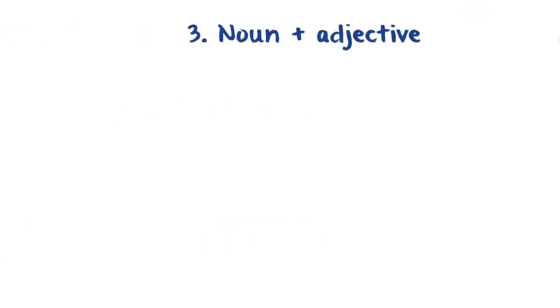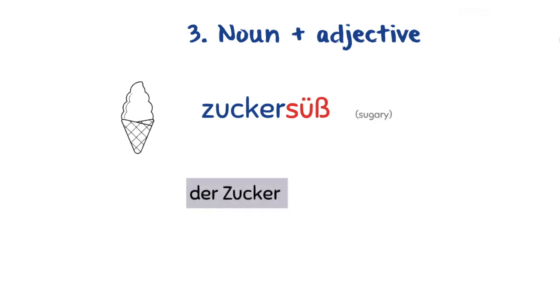Case number 3, noun plus adjective. Here we have the word zuckersüß, which is sugary. Der Zucker, the sugar, plus süß, which can be translated as sweet. Zuckersüß.